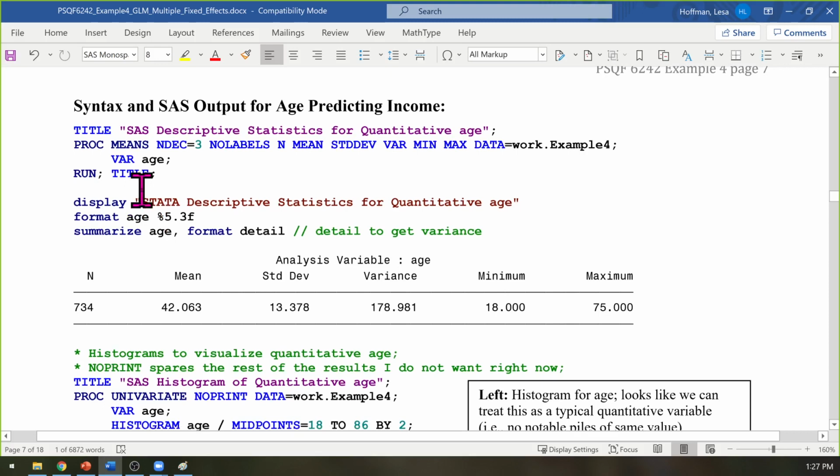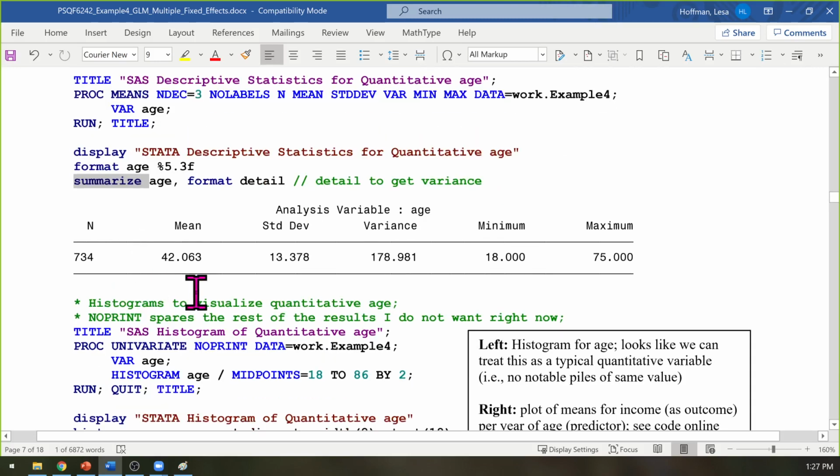And so in this data set, first step is to find out what age looks like. So proc means is used to provide summary information about quantitative variables. Stata's summarize command does the same thing. So on average, people in this sample are 42 years old. They differ. Standard deviation tells me how far off each individual is from that mean of 42, and the range is 18 years to 75 years.